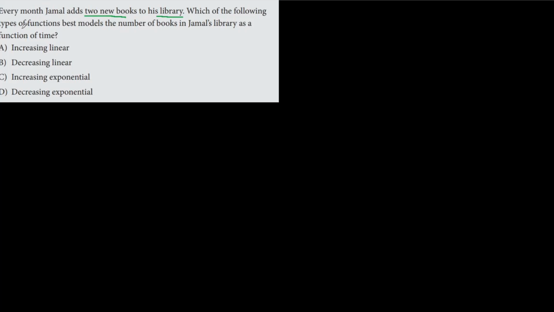Which of the following types of functions best models the number of books in Jamal's library as a function of time? First, you know they're asking for y, so let's say that y is equal to the number of books. The first thing you always want to do is set your variables. They're asking you to find out what type of function it would be. So let's create one, and x is equal to the number of months.